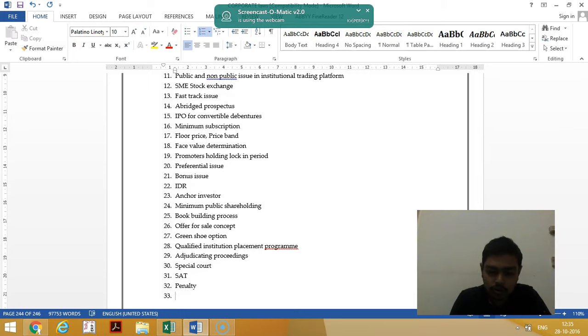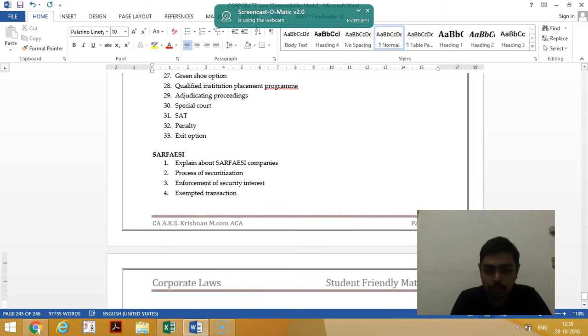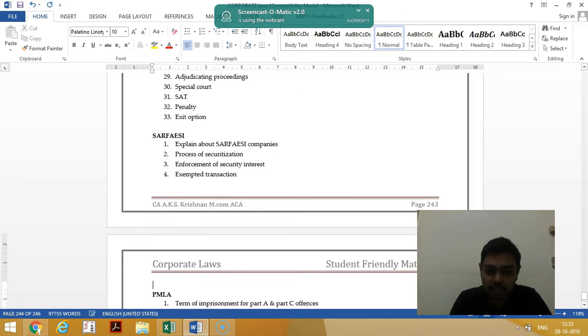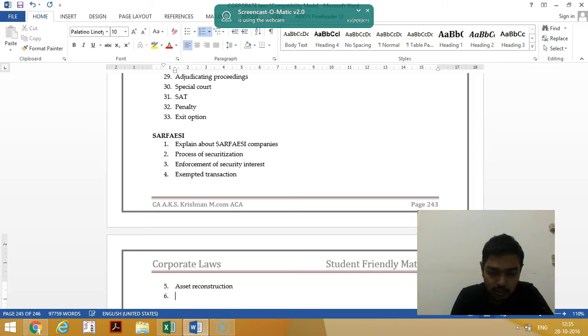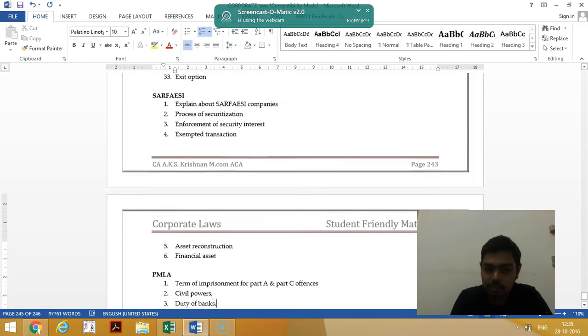So these are the possible questions from SEBI. And SARFAESI, in that explain what SARFAESI companies are, how they form, then the process of securitization, enforcement of security interest, then what is asset reconstruction, what is financial asset. These two questions: asset reconstruction and financial asset. Then exempted transactions from SARFAESI.